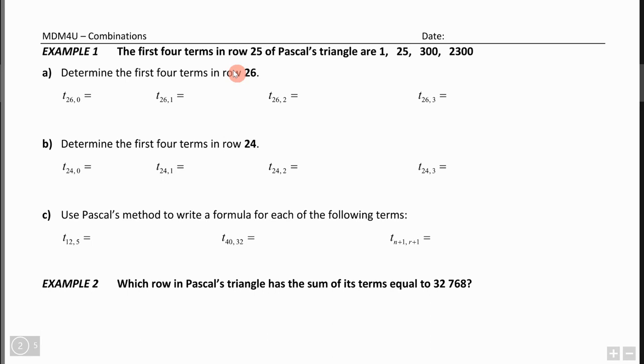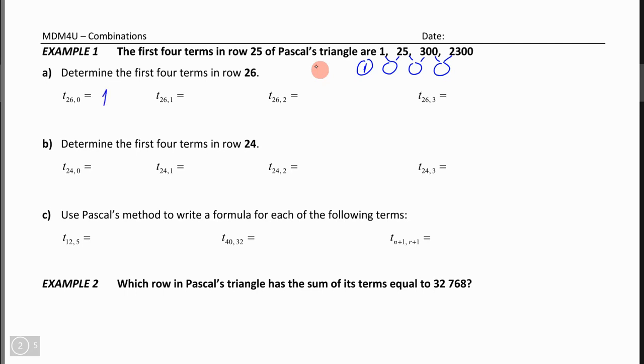26. In row 26. So keep in mind that if this is row 25, then row 26 will look something like this. You're going to start off with the number 1 here. You're going to add up those 2 numbers to get this. Add up these 2 numbers to get this number. And add up these 2 numbers to get this number. Okay, so I can get the first 4 terms.